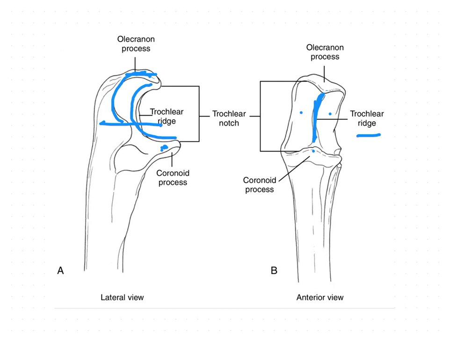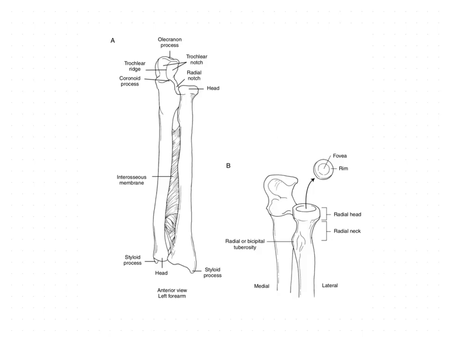Now we will see the articulating surfaces of the radius. So here comes the radius. The radius has a head. Here you can see the radial head, and over this, at the center of the radius, you will have a depression called the fovea. This fovea will articulate with the spherical part, that is the capitulum of the humerus.